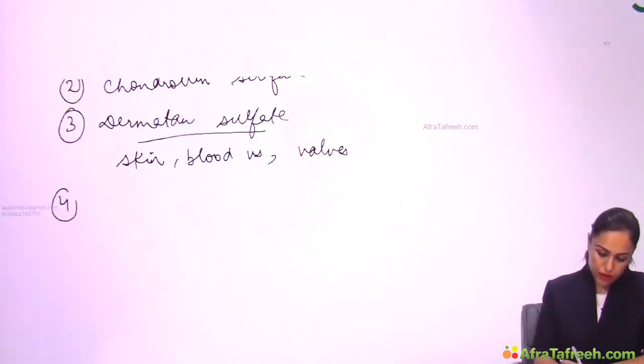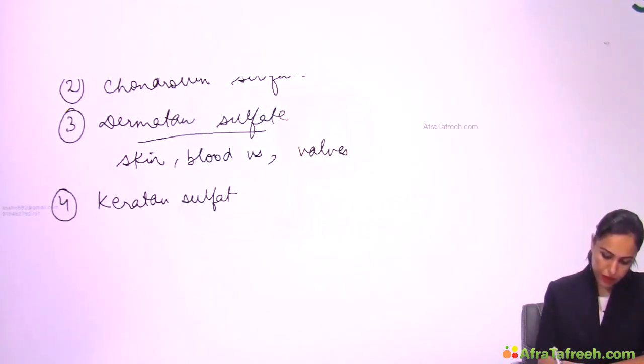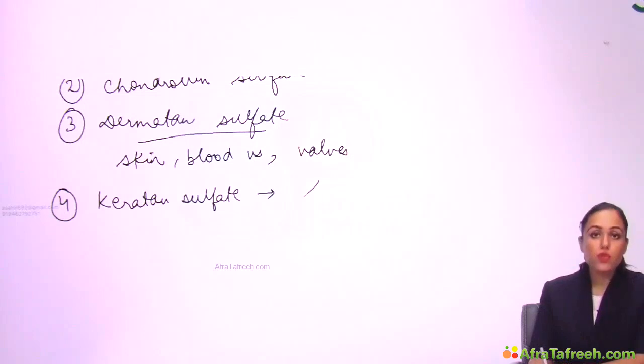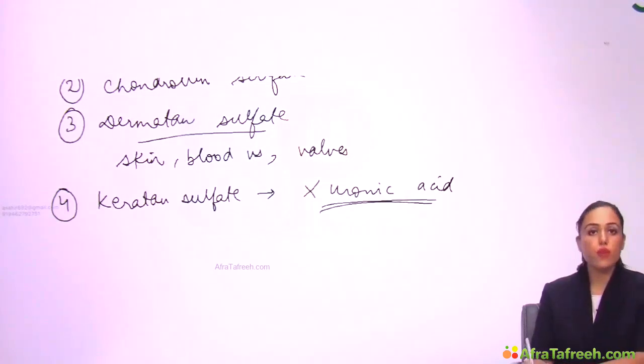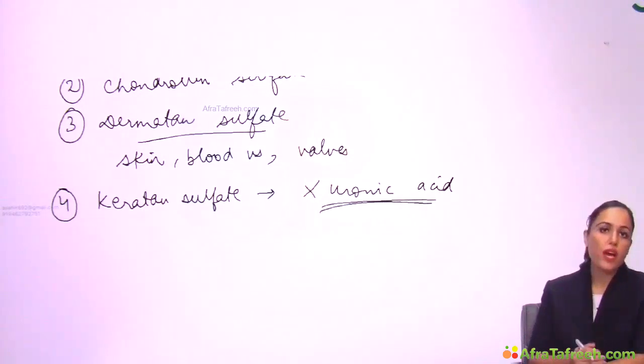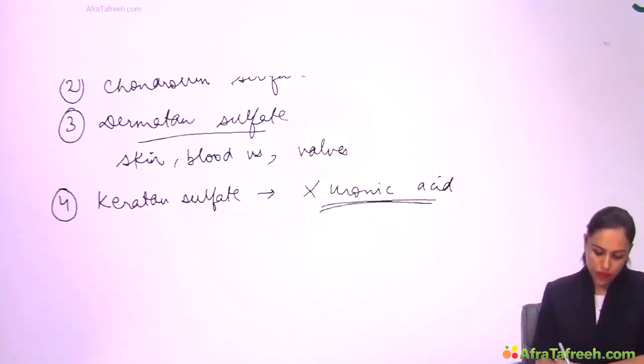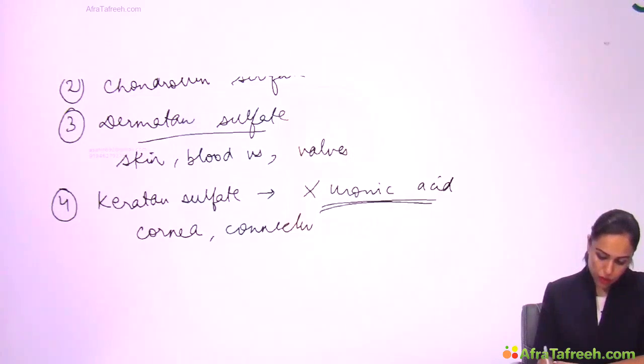Then the fourth one is keratan sulfate. Keratan sulfate does not have any uronic acid. I told you all the GAGs have uronic acid, but the GAG which does not contain uronic acid is keratan sulfate, a frequently asked question. And this keratan sulfate is present in cornea and connective tissue. It is responsible for the transparency of the cornea.